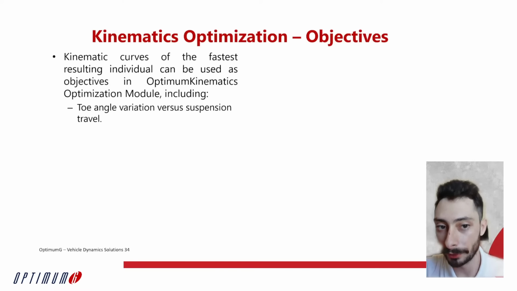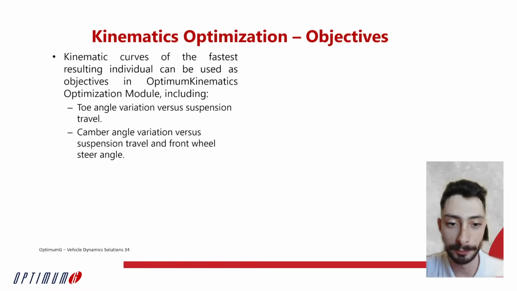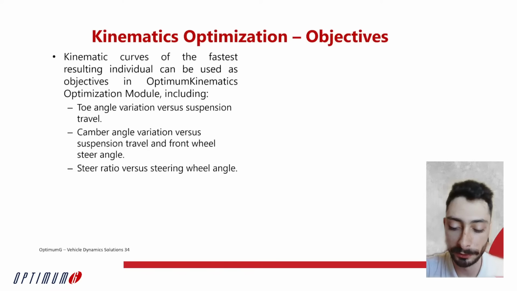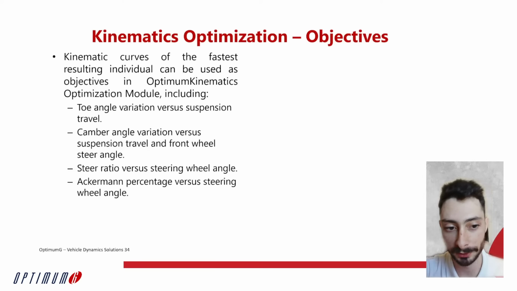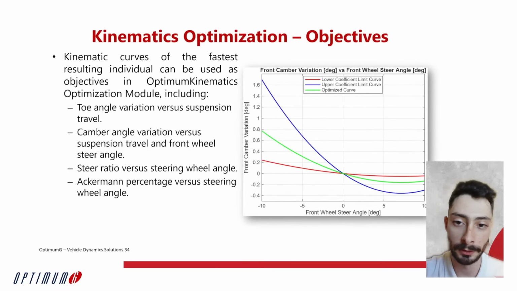And these include the toe angle variation versus suspension travel, in other words, the bump steer of the car, the camber angle variation versus the suspension travel, and also front wheel steer angle, the steer ratio versus steering wheel angle curve, and the Ackermann percentage versus steering wheel angle. So this is an example of what happened in the skid pad optimization procedure.